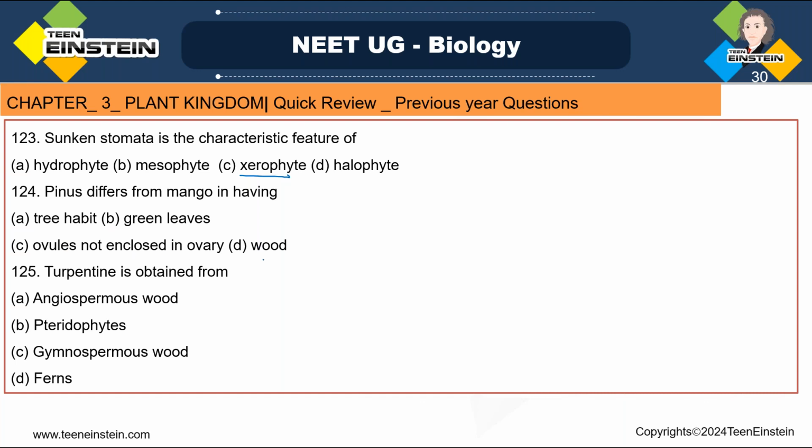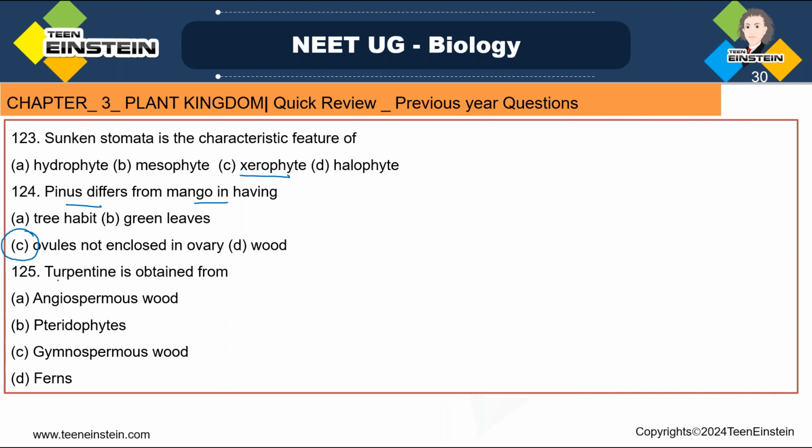Next question, Pinus differs from mango in having, A, tree habit, B, green leaves, C, ovules not enclosed in ovary, option D, wood. Here, ovules not enclosed in ovary, that's the right answer. Mango is coming under angiosperms and Pinus is a gymnosperm. So ovules not enclosed in ovary is the right answer.